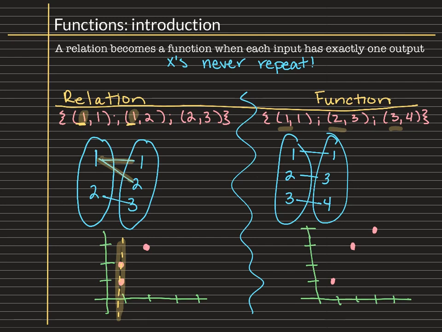All right, so these are 3 visual representations, 3 comparisons of what constitutes a relation versus the special function. Again, the one thing you want to look for is, are your x's repeating? If your x does not repeat, then you have a function. Otherwise, it's just a plain old relation.